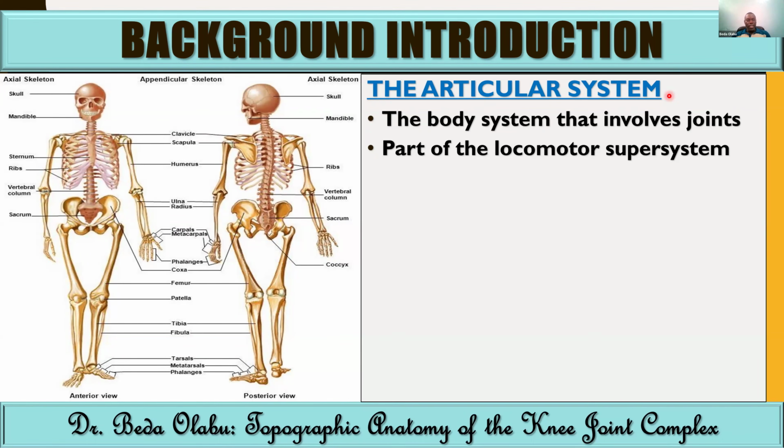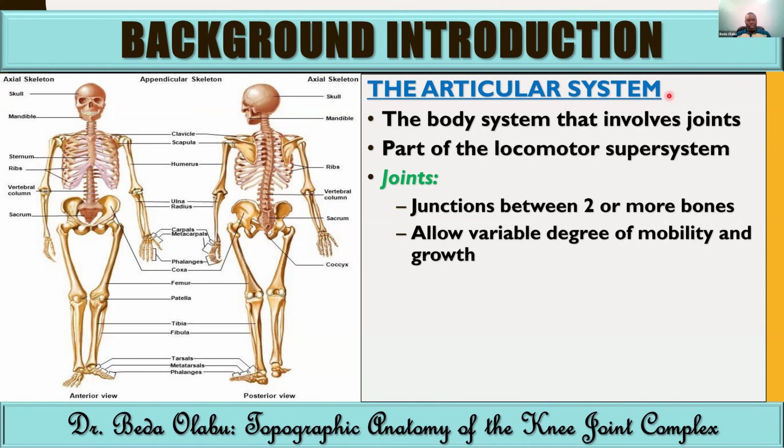But what is a joint? Simply put, it's a junction between two or more bones. And the purpose of joints is generally to allow movements to occur. So different joints will have different degrees of mobility. And so joints allow movement.